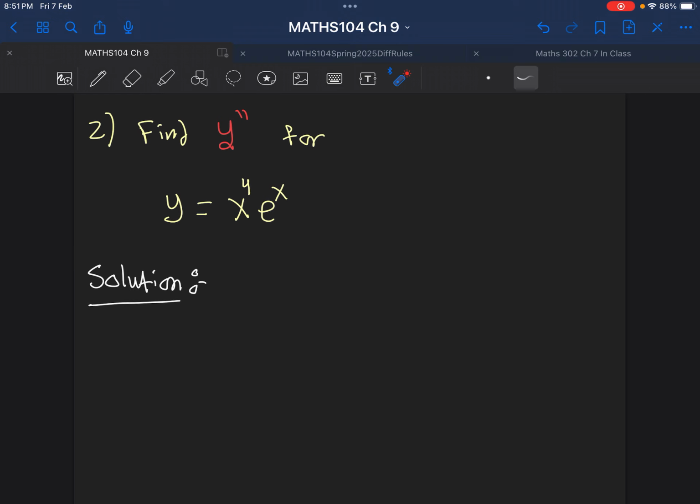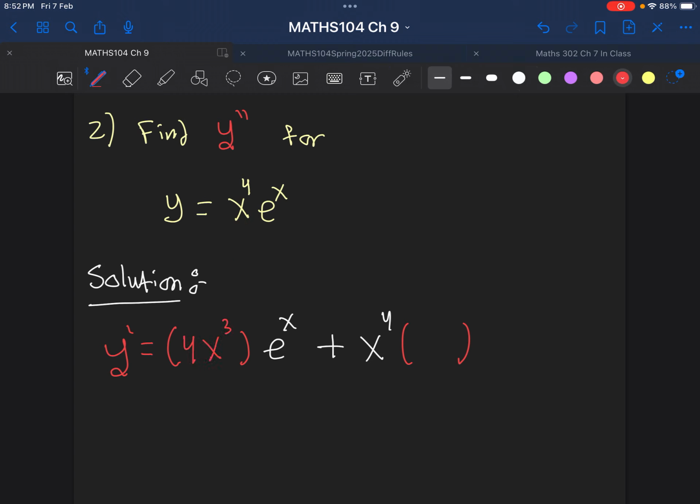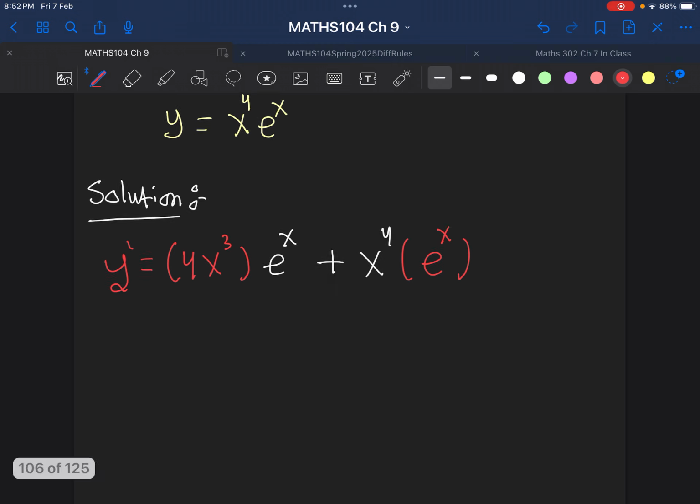Example number 2, we need to find the second derivative, but here we have to use the product rule. So first step, we find the first derivative. Now for the product rule, it says derivative of first times the second plus first times derivative of the second. Now, what is the derivative of first? It is 4x cubed. What is the derivative of the second? It is e^x. e^x is just e^x.